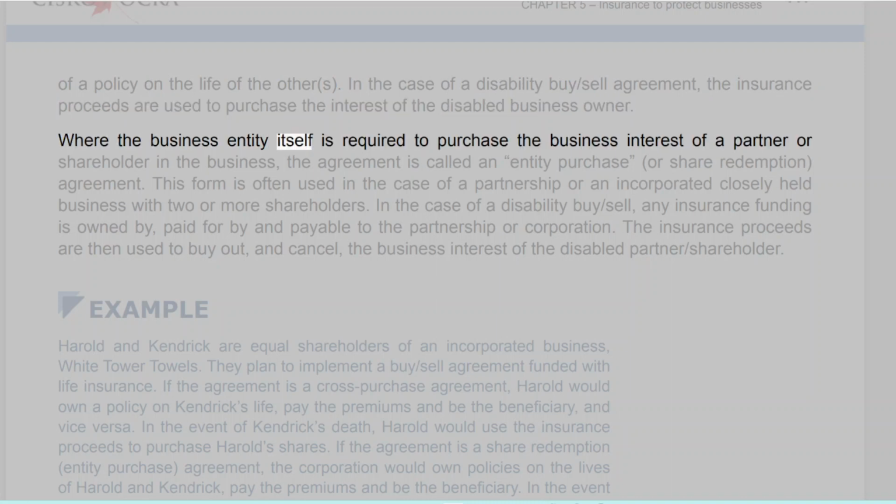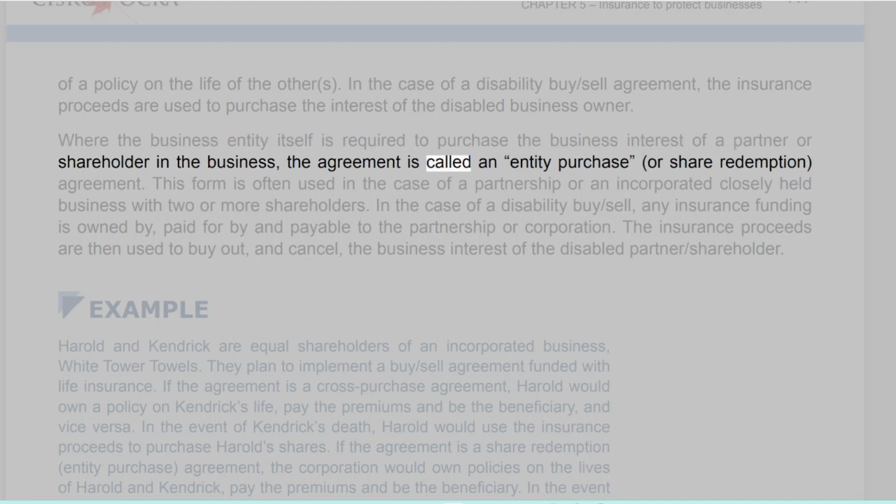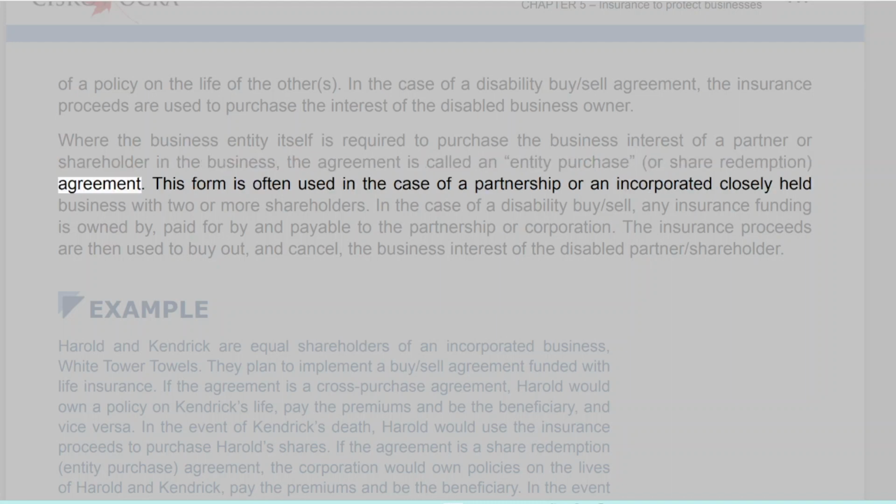Where the business entity itself is required to purchase the business interest of a partner or shareholder in the business, the agreement is called an entity purchase or share redemption agreement.